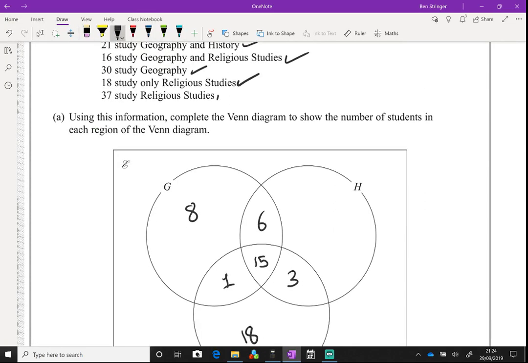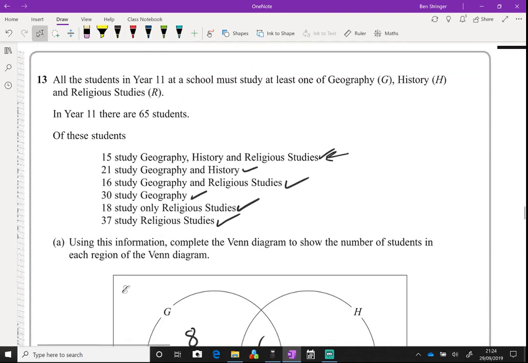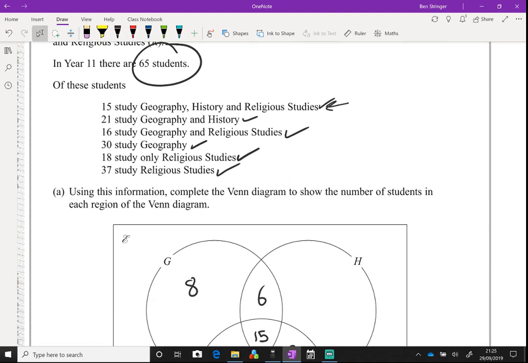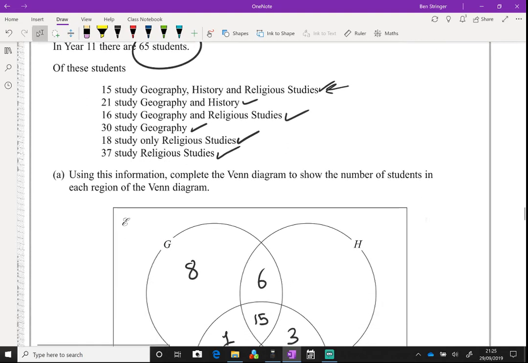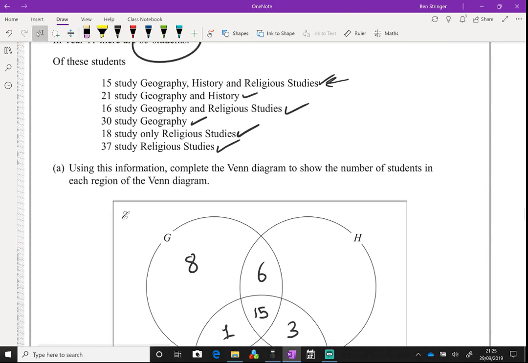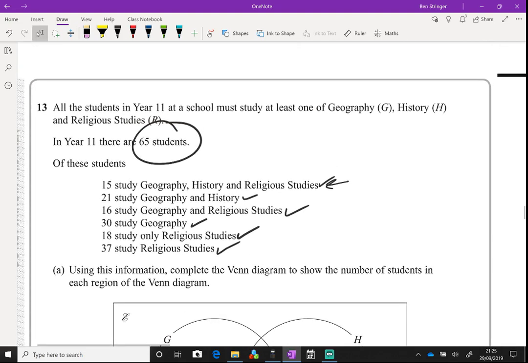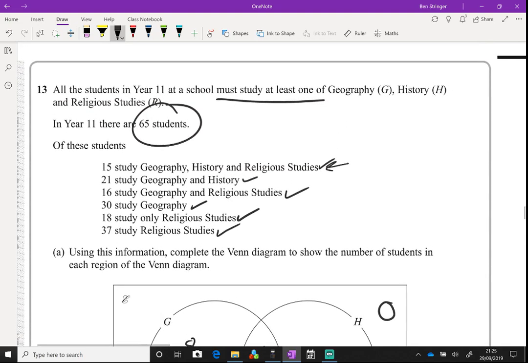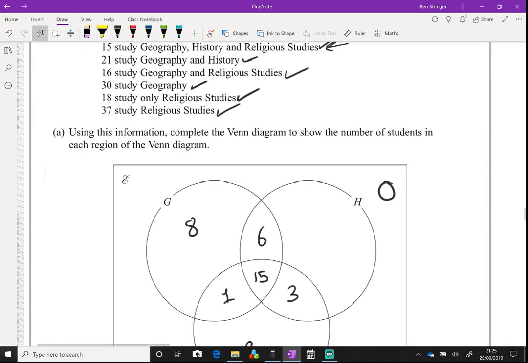Got any more information? We did know that there were 65 people. It doesn't say the students who don't study any of them. That's probably indicated in the question, which I misread. All of the students must study at least one. So there's 0 there. You probably get away with not writing 0 there, but just for argument's sake.